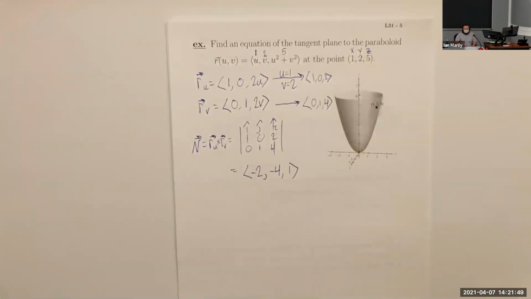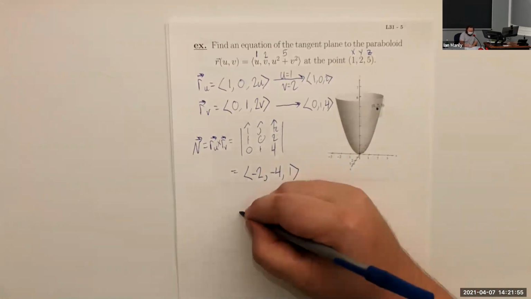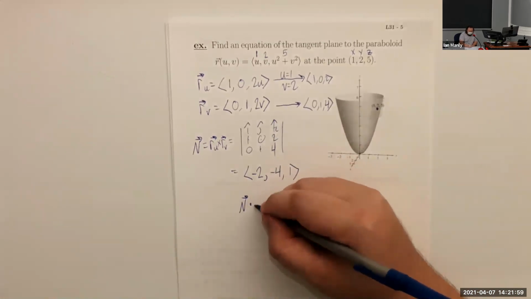Okay, now let's dust off our memories of this as well. How do we assemble our tangent plane once we have a normal vector? Well, remember what we do is we dot the normal vector with, how do we used to write this?